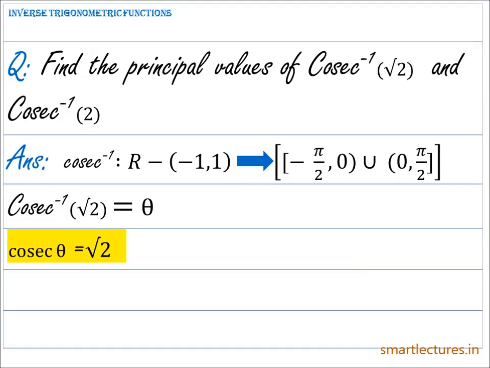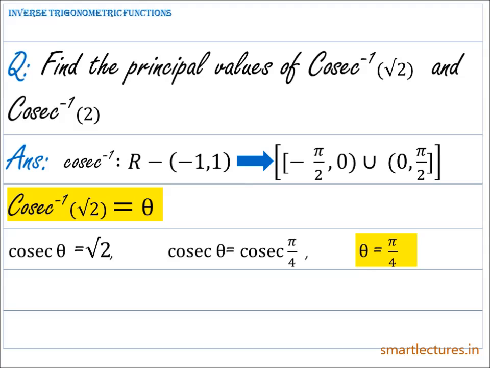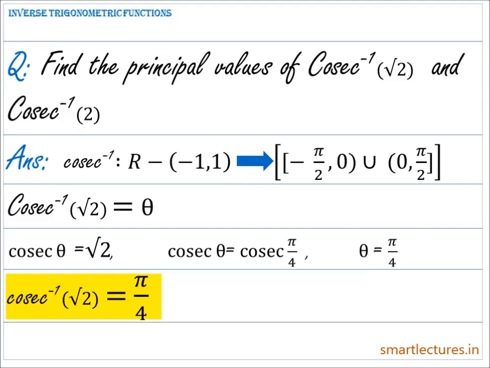And what is the angle for which cosecant is equal to under root 2? That angle is pi upon 4. So we can write cosecant theta is equal to cosecant of pi upon 4, and that means theta is equal to pi upon 4. But cosecant inverse under root 2 is equal to theta. So cosecant inverse under root 2 is equal to pi upon 4, and that is the principal value of cosecant inverse under root 2.